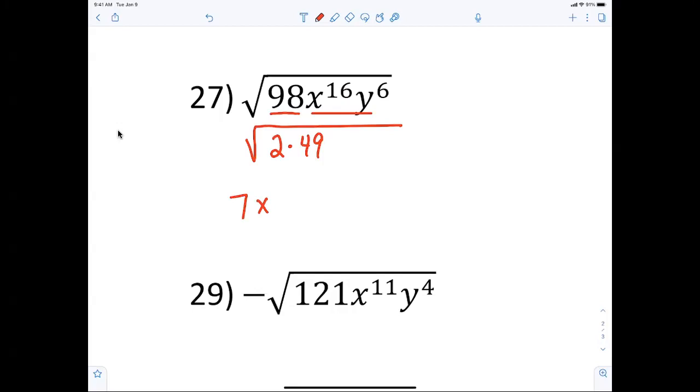So it'd be x to the what power? 8. Then it would be y to the third. And then what's left behind? 2. Yes. Perfect. That is correct. Anybody have any questions with 27?